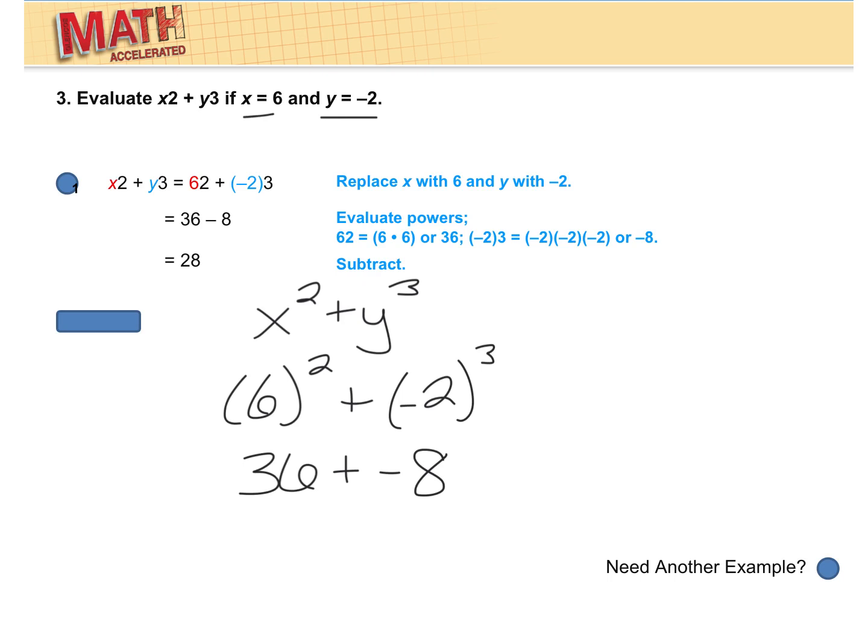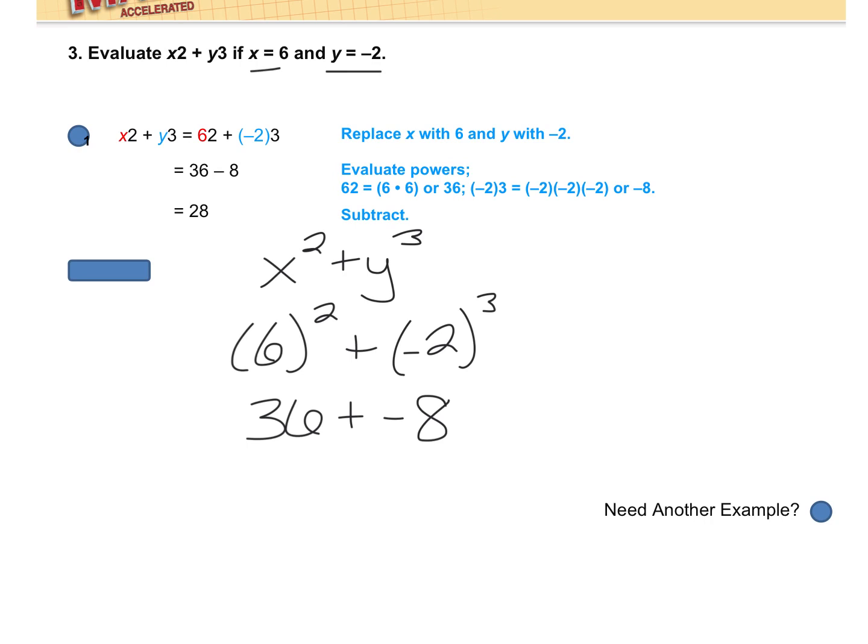What do you notice? We get a negative number, okay? We get a negative number because we have an odd exponent. Okay, if we get an odd exponent with a negative number, your answer is going to be negative. If you get an even exponent, you're going to get a positive like we did over here. Okay? So you can think about it like that if you want. So now we just have to evaluate. What's 36 plus a negative 8? 28.